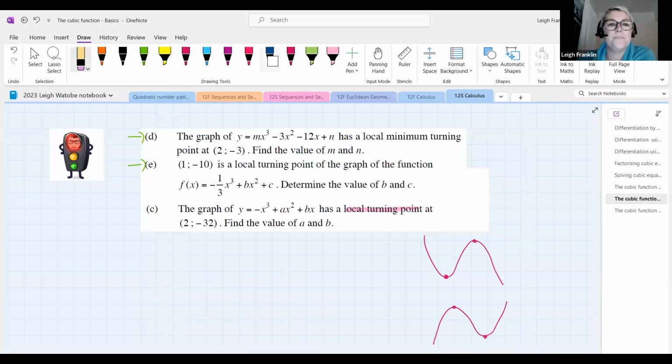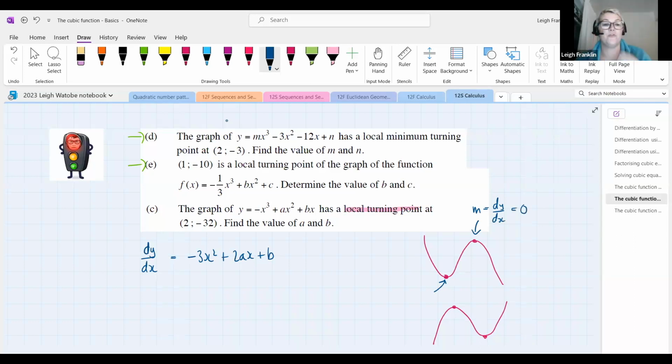Okay, so I took the first derivative. That's why I've written dy over dx, my first derivative, and then I've derived. So I've now got minus 3x squared plus 2ax plus b. At my turning points, the gradient is 0. So the gradient is equal to dy over dx. It's going to be 0 at the turning points. That's why I'm making dy over dx equal to 0.